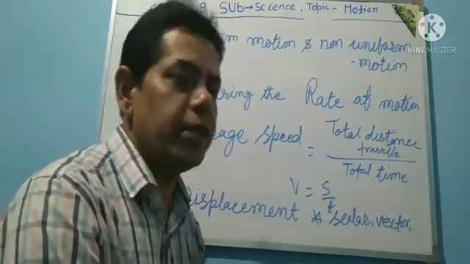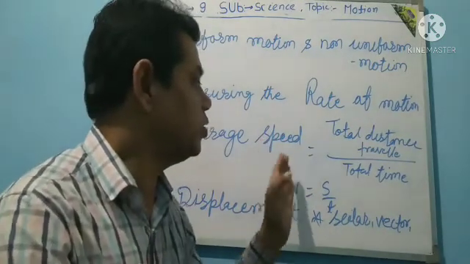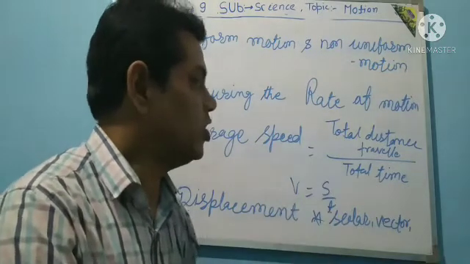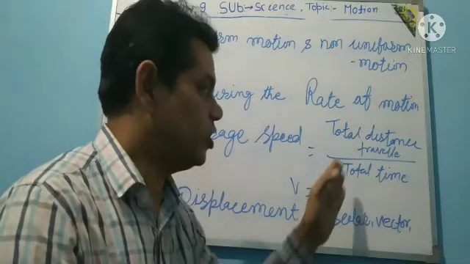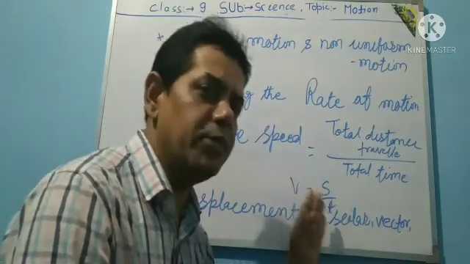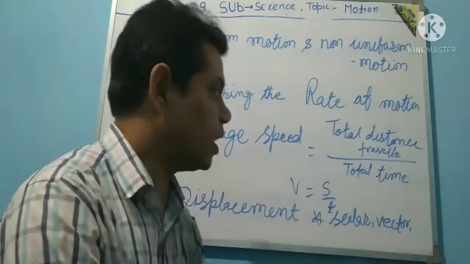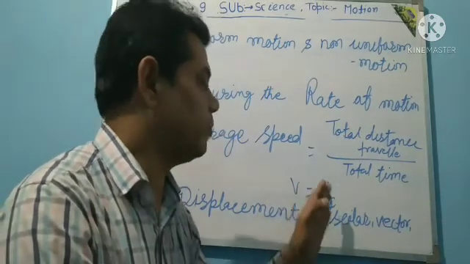Speed is denoted by V, distance is denoted by S, and time is denoted by T. So V is equal to S by T.